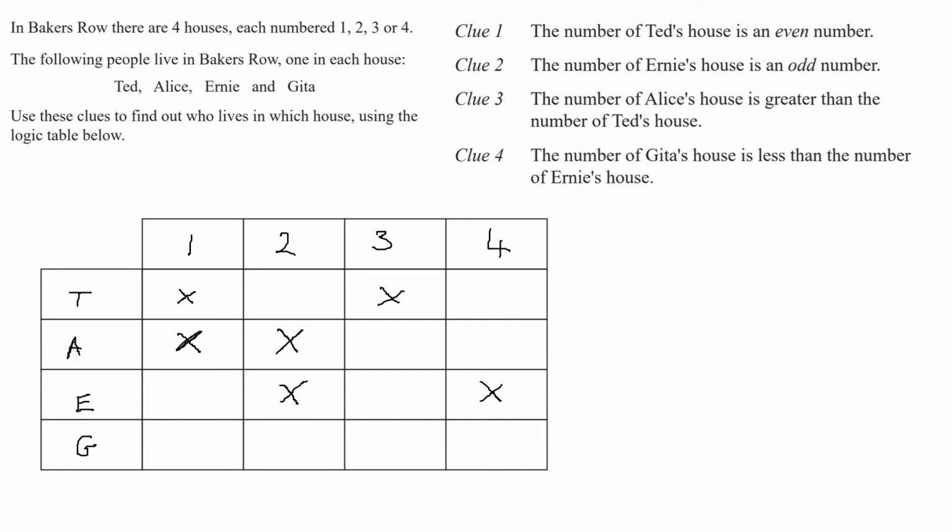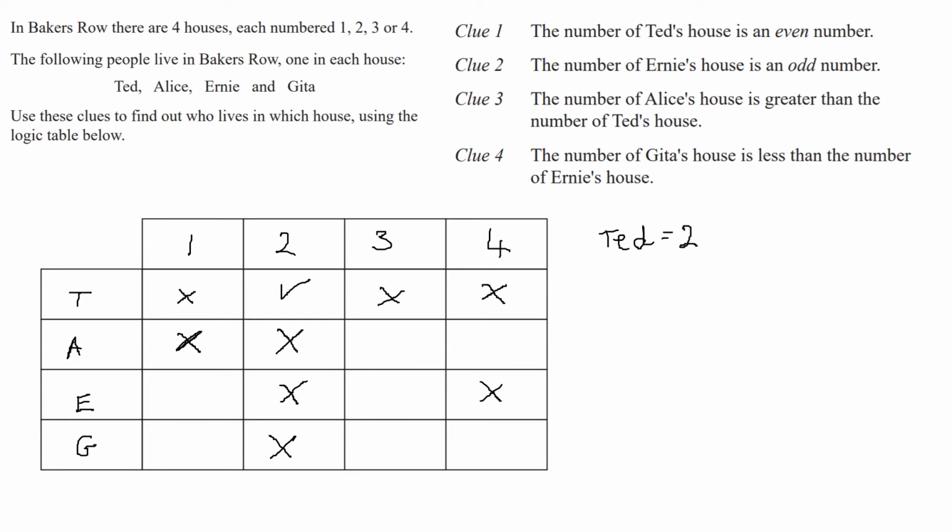And then if we have a look at Ted, Ted couldn't live in number 4, because if the number of Alice's house has got to be bigger than the number of Ted's house, Ted can't live in the house with the highest number. So that now tells us that Ted lives at number 2, because that's the only option left. So we've worked out then that Ted lives at number 2.